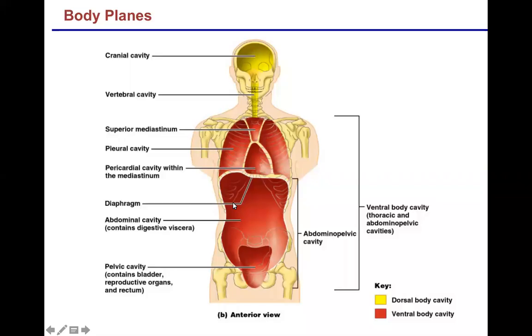The abdominopelvic cavity is divided into two parts. One is known as the abdominal cavity, which basically houses the digestive system, and the pelvic cavity, which basically houses the urinary bladder, reproductive organs, and the rectum in here. So these different parts or cavities hold these organs in place, and it also helps us to understand these different organs and organ parts better.